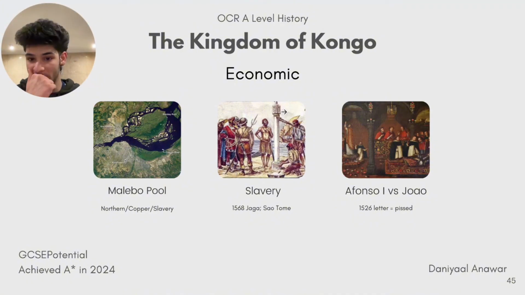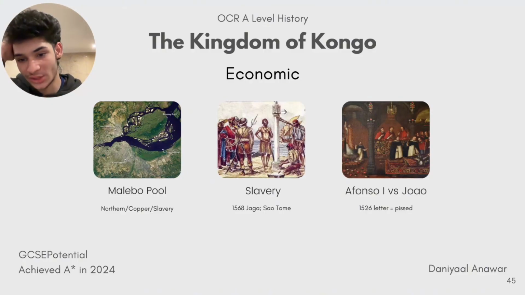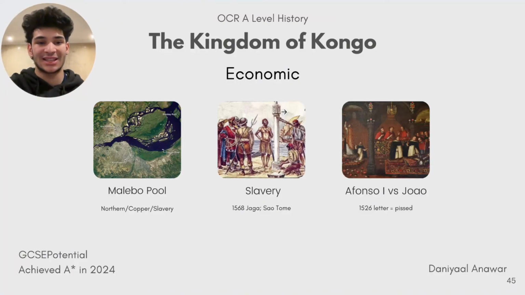Final point was Alfonso I versus João. So Alfonso was the leader of Congo at the time, and João was the leader of Portugal, pretty sure. And there was beef between them because in 1526 he sent a letter saying, hold on, you're enslaving too many people here. This isn't very nice. This isn't very nice of you. And the Portuguese were like, well, you can't do anything about it.